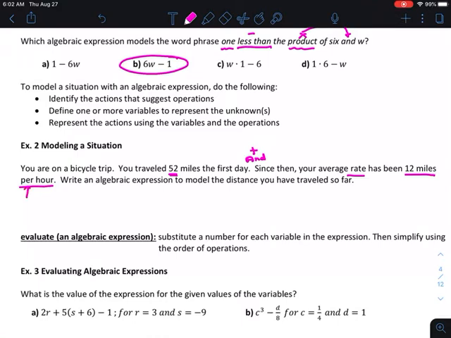So we have 52 and means that we're going to add with that 12 miles per hour. What does this word per tell us to do? Is that adding, subtracting, multiplying, or dividing? Well, in this case, it means we're going to multiply. So if we write an algebraic expression, we have 52 that we're going to add with 12 miles per hour. Well, I don't know how many hours, which means I need a variable to represent hours. I kind of like the letter H in this case because H and hours kind of go together. If you want to pick a different variable, be my guest, but make sure you define your variable. So we're going to say that H is equal to the number of hours since the first day.